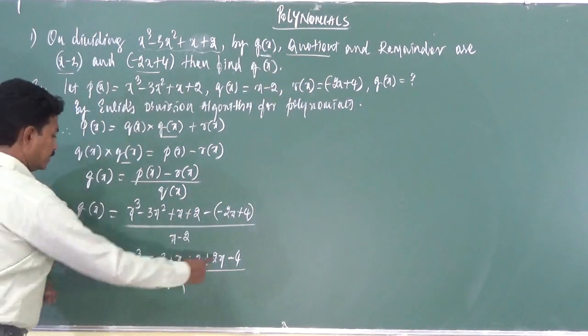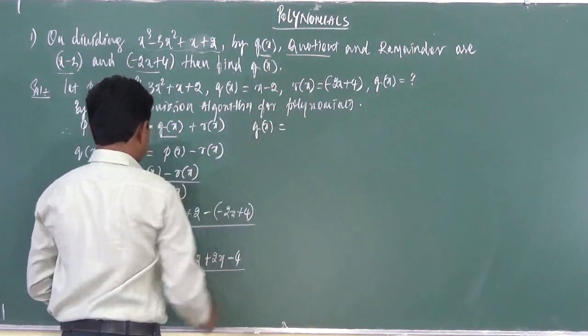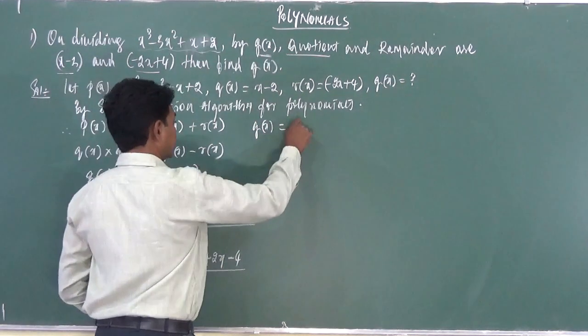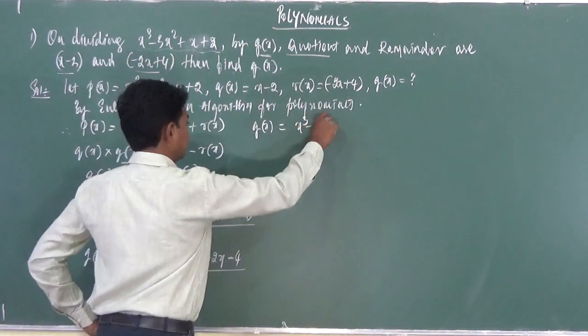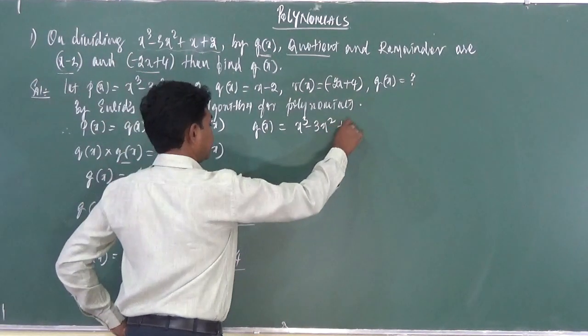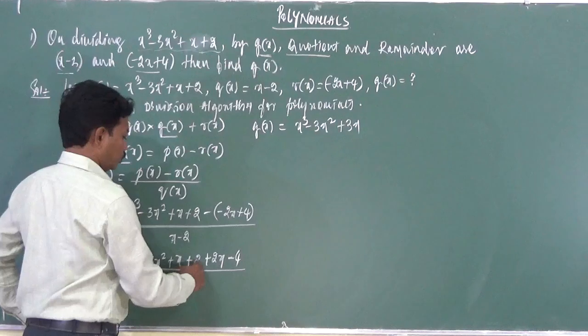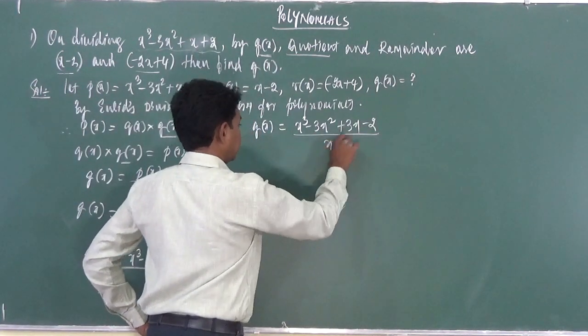So let us simplify these like terms here. g of x is equal to, nothing is there with the x cube to simplify, so x cube, minus 3x square, plus 1x plus 2x is plus 3x, and plus 2 minus 4 is minus 2, which is divided by x minus 2.